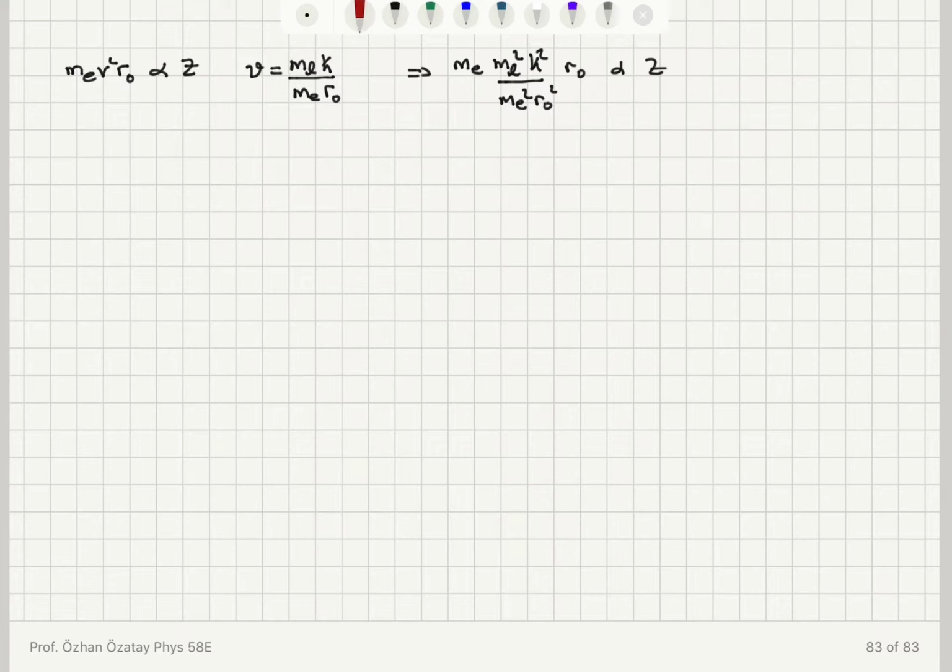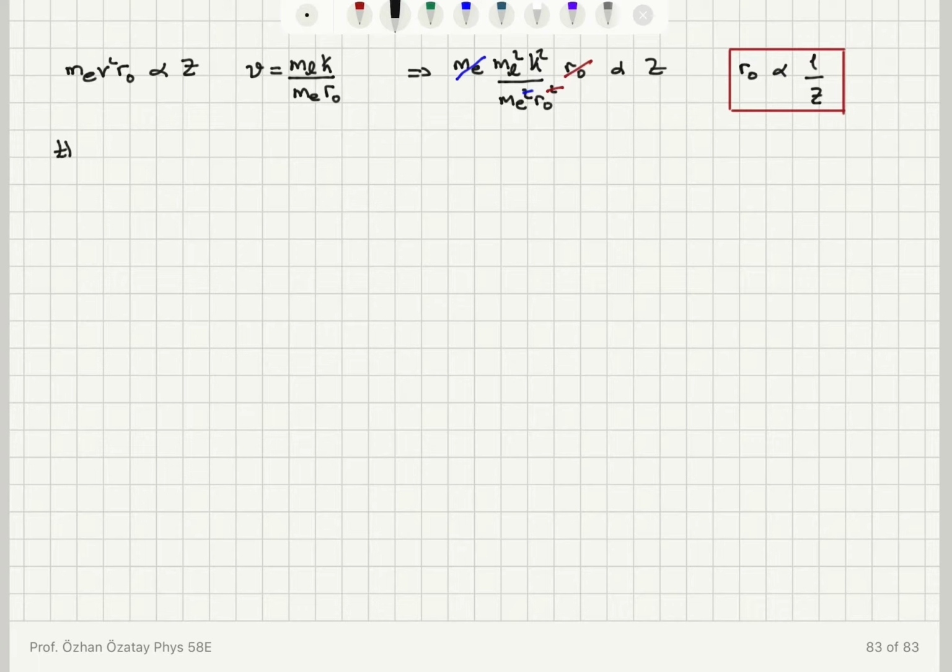So you can see that we get rid of one of the orbit radii, and we get rid of one of the masses here. Now I'm left with the magnetic quantum number, h bar, and the mass of the electron. All these are constants, and 1 over r orbit is proportional to Z. So my main conclusion here is that the orbit radius, r orbit, is proportional to 1 over Z. Now this is an important result I have to keep in mind.